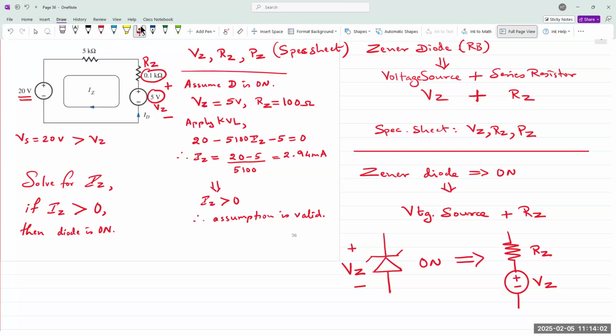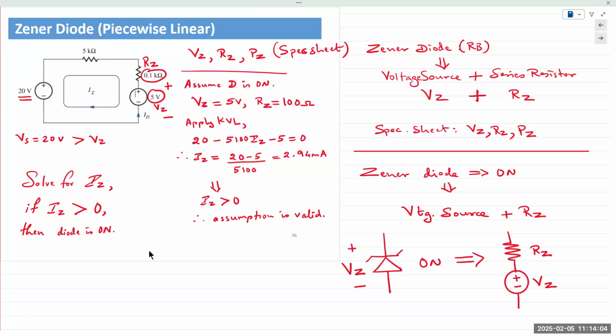Since everything is in series, we can simply analyze by applying KVL around the loop. When you apply KVL, you obtain the expression 20 volts minus the voltage drop across 5 kilo ohms minus the voltage drop across RZ minus the Zener voltage should sum up to 0. Only one unknown in there, which is the Zener current IZ. Solve for IZ, you obtain a value of 2.94 milliamps.